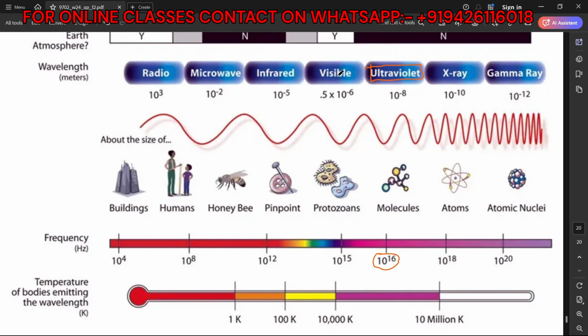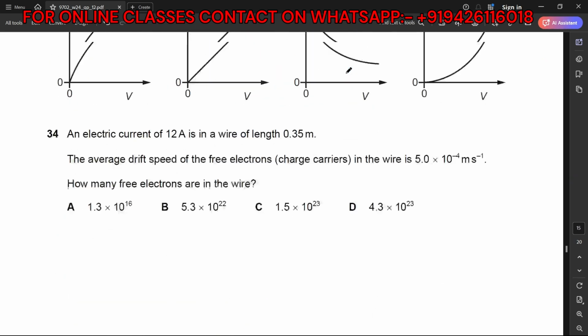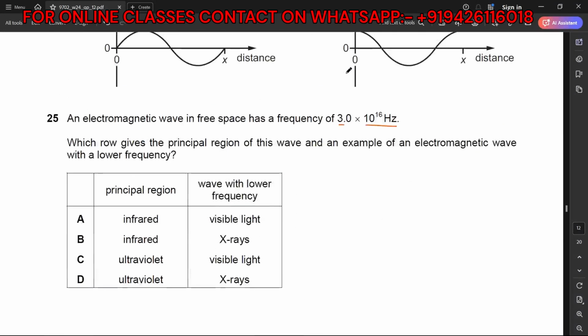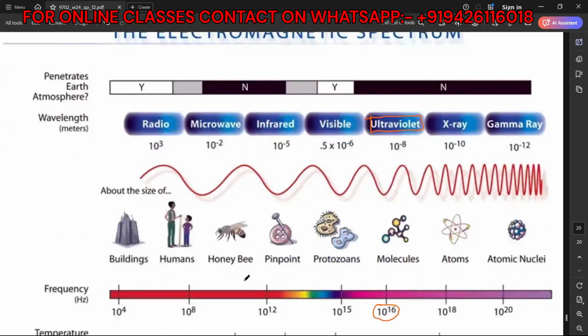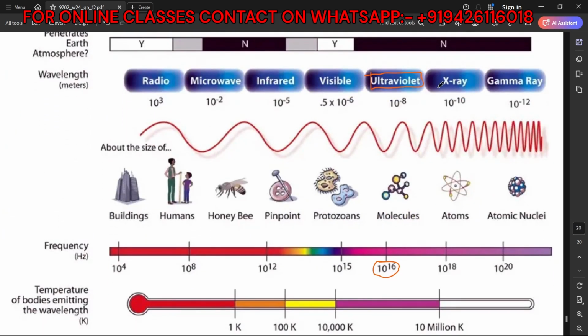Let's see which of these options is given in question 25. The principal region is only ultraviolet, so either C or D is the possibility. Visible light was to the left of ultraviolet, so C becomes our answer for question 25, because visible light has a lower frequency compared to ultraviolet. And X-rays must be towards the right side, having higher frequency. Yes, as we see here, X-rays are to the right of ultraviolet, with higher values of frequencies. That is how we solve this particular question.